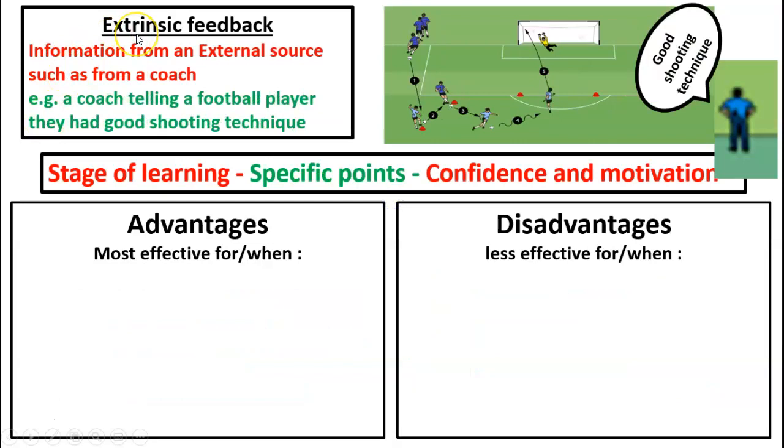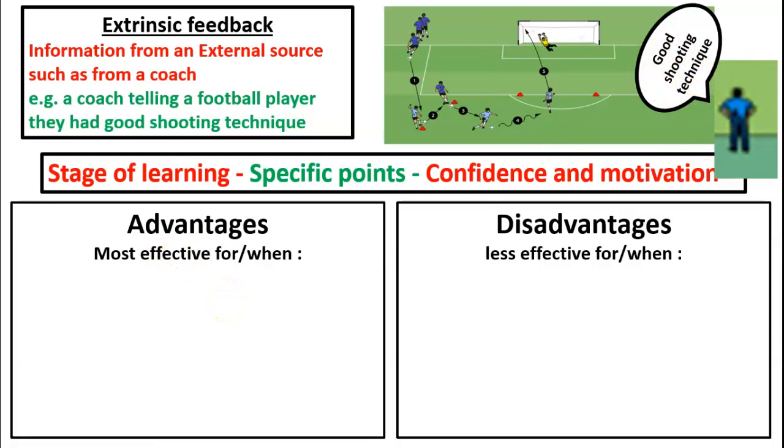So if we go on to extrinsic feedback here, now we know extrinsic feedback is information from an external source such as a coach. Okay, so now what we need to do is say, right, if we use extrinsic feedback, e.g. the coach over here shouting good shooting technique to the person shooting, who's it going to be most effective for?